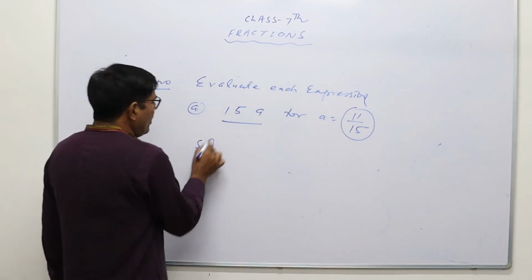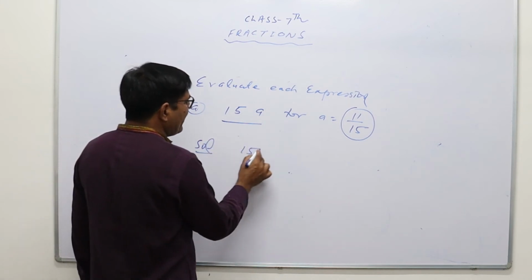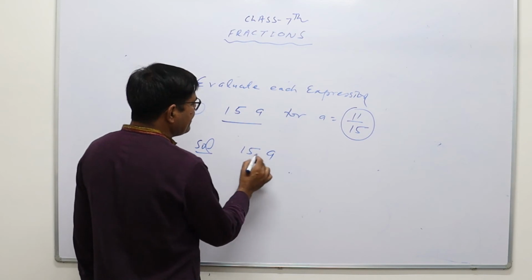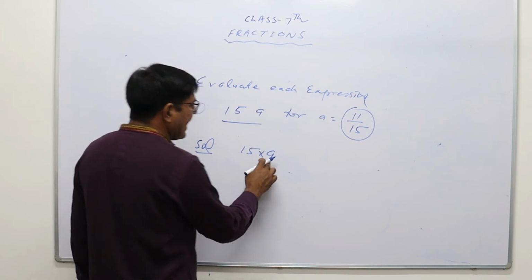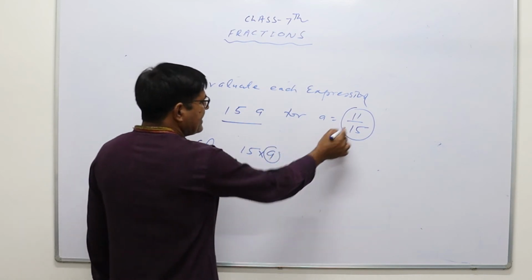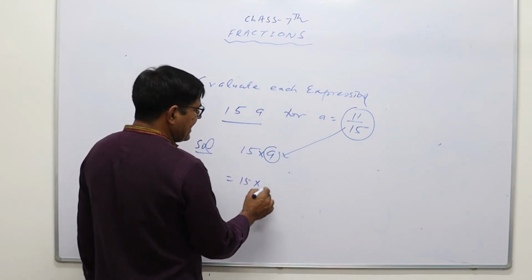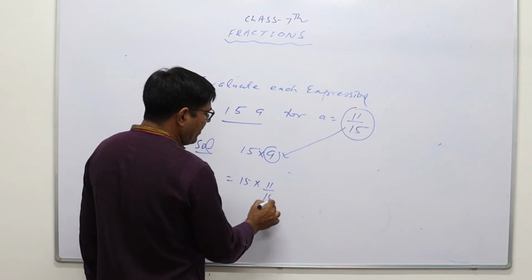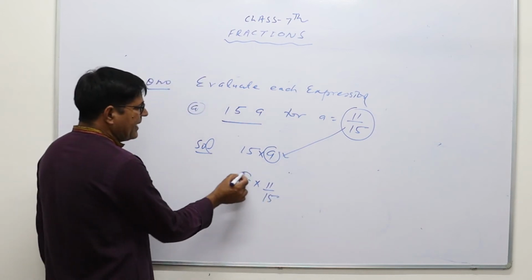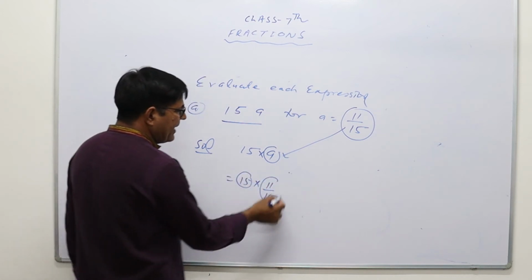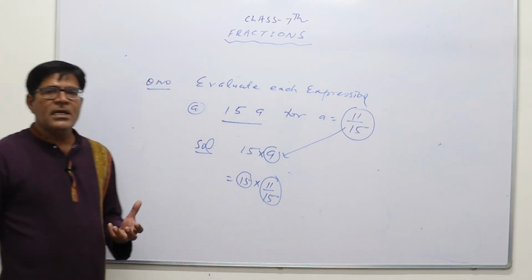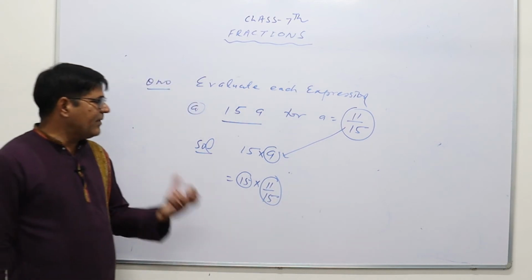So how will we solve? What do we have to find out? 15a. 15a means 15 is multiplied with a. Now what is a? A is 11 upon 15. So we will write 15 as it is, and a will be replaced by 11 upon 15. Now see, this 15 is a whole number, 11 upon 15 is a fraction. So a whole number should be multiplied with a fraction.